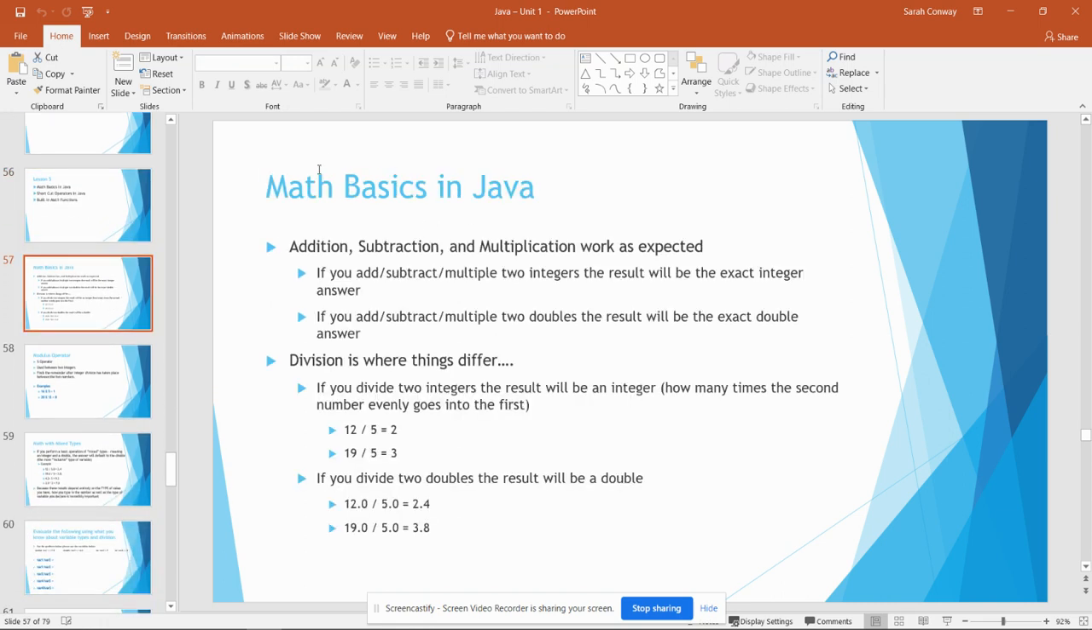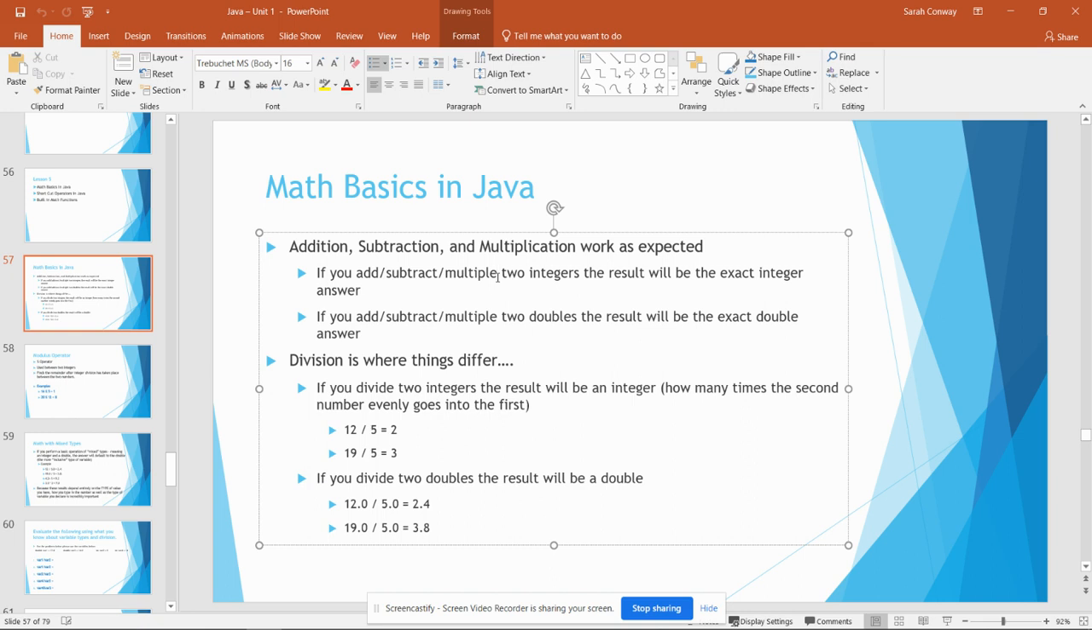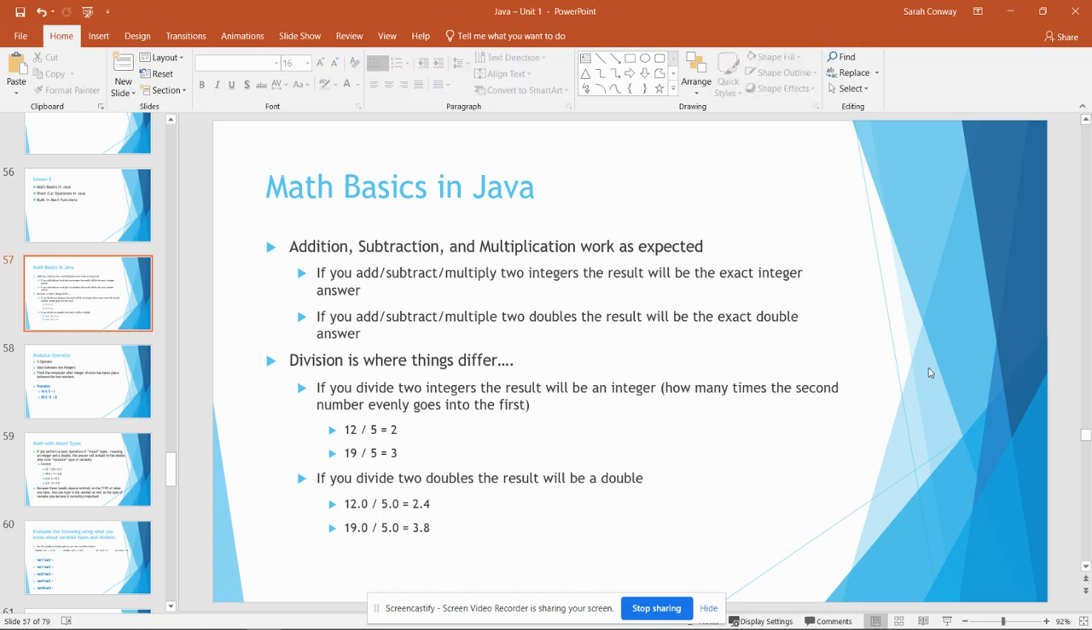So some math basics in Java that are applied pretty much across a number of different computer science programming languages are that addition, subtraction, and multiplication really work just as you would expect them to work. If you add, subtract, and multiply two integers, the result will be the exact integer answer. So 3 plus 2 is 5. 5 times 3 is 15. Those types of things are consistent.